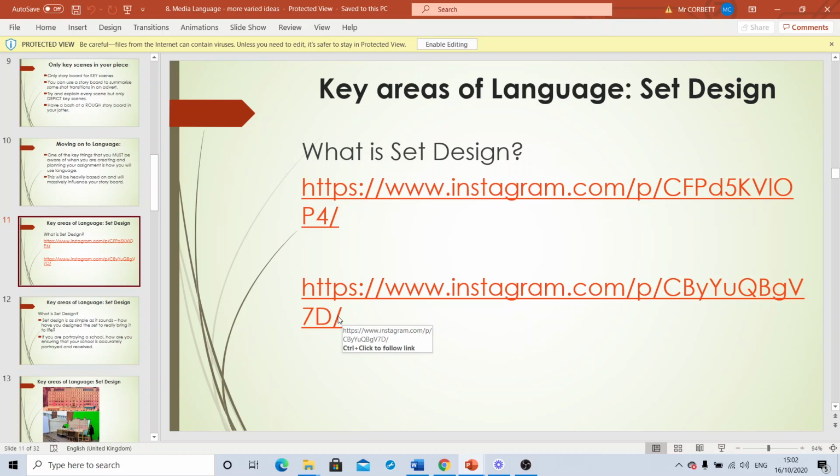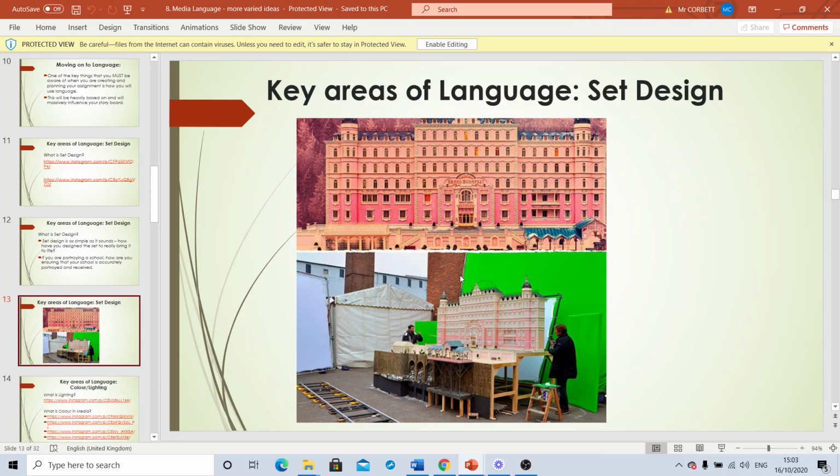The links take you to Instagram pages. The Instagram pages tend to be movie specific, so they are focusing on things that have been done in the film, but it will be very useful for adverts and public service announcements as well. It gives you different ideas. So this is from the Grand Budapest Hotel. They didn't find a hotel that looked exactly like that. They had a very specific idea of what the hotel should look like, and then they recreated it themselves.